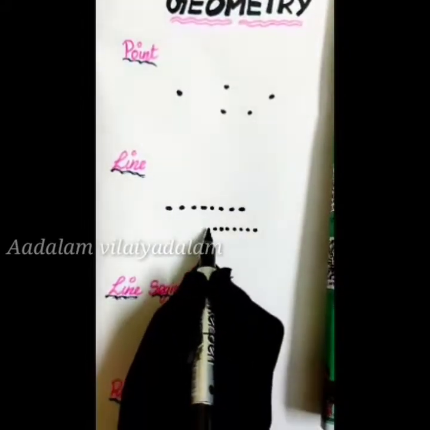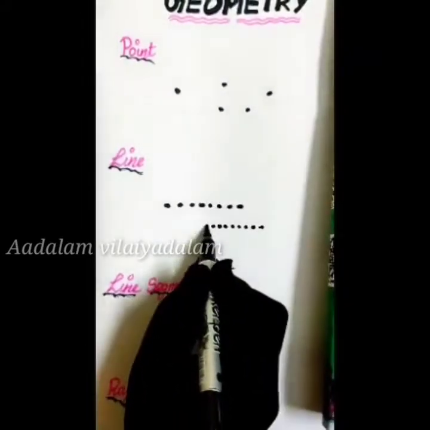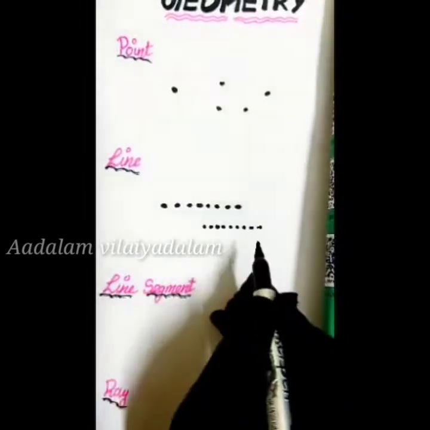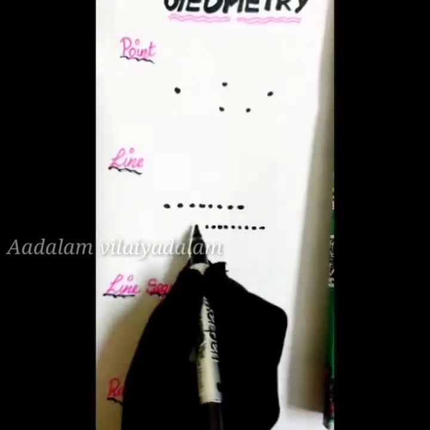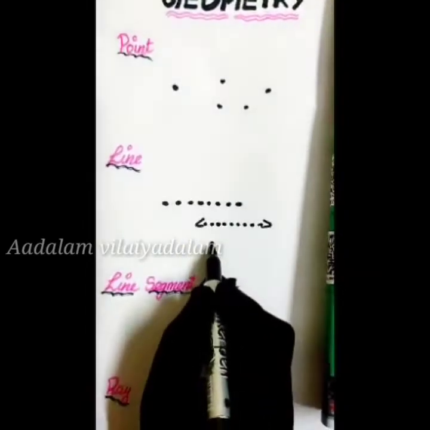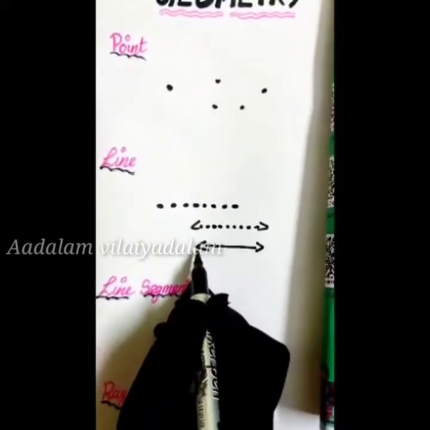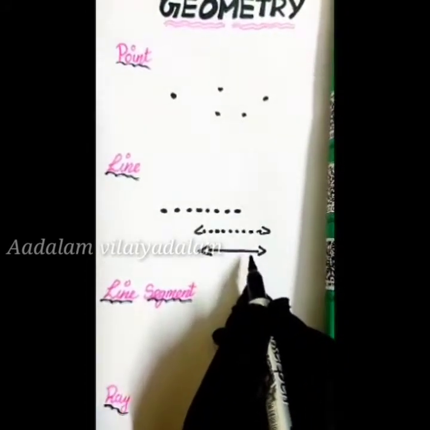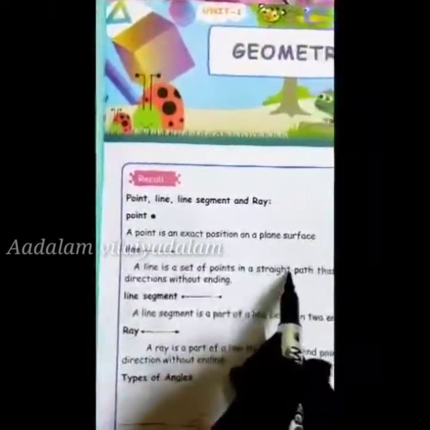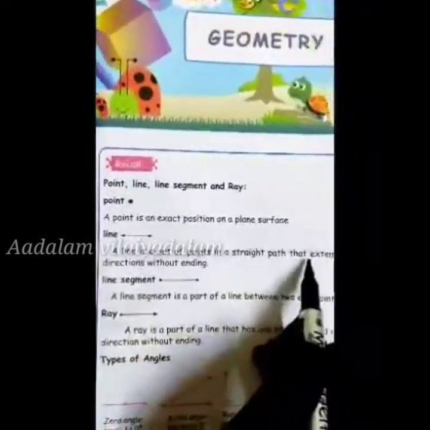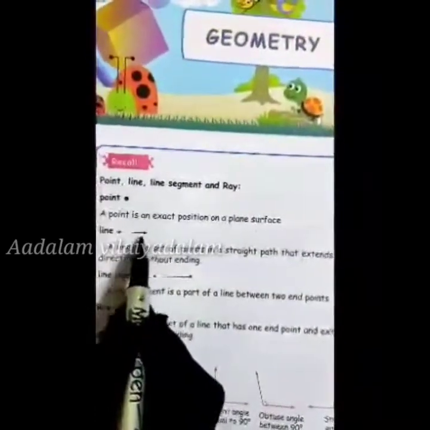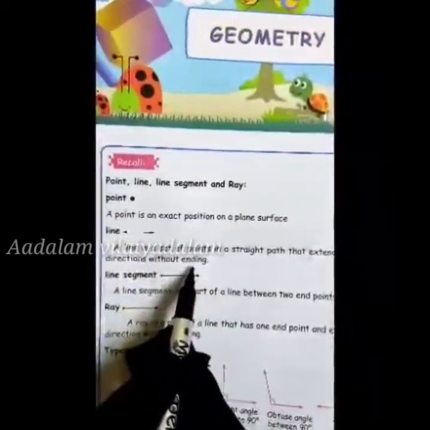So it can extend in both directions without any ending. So these are called lines. You can draw it this way also, children. It is a line. So the points will be close together and it has no ending. So a line is a set of points in a straight path that extends in opposite directions without ending.